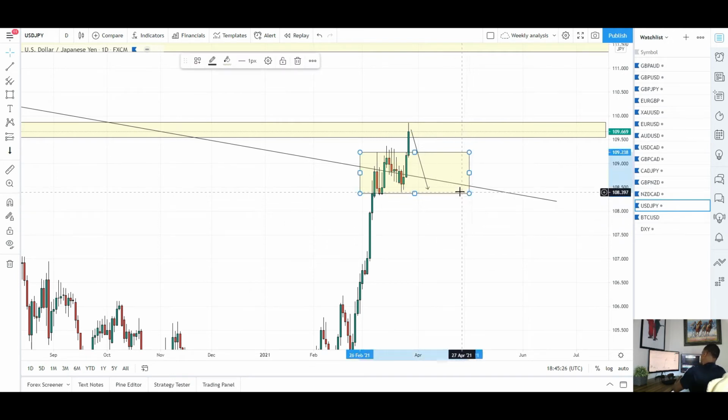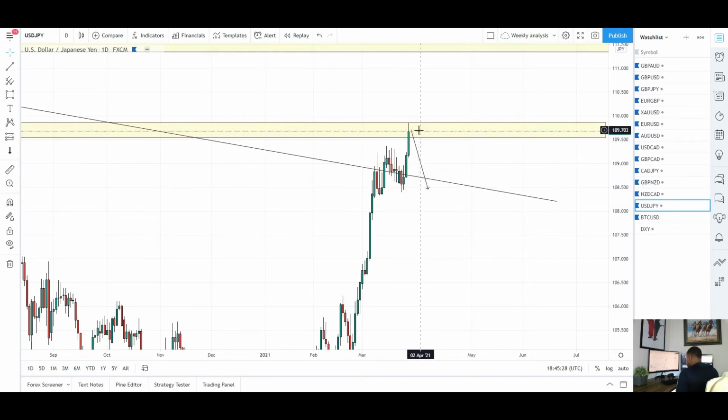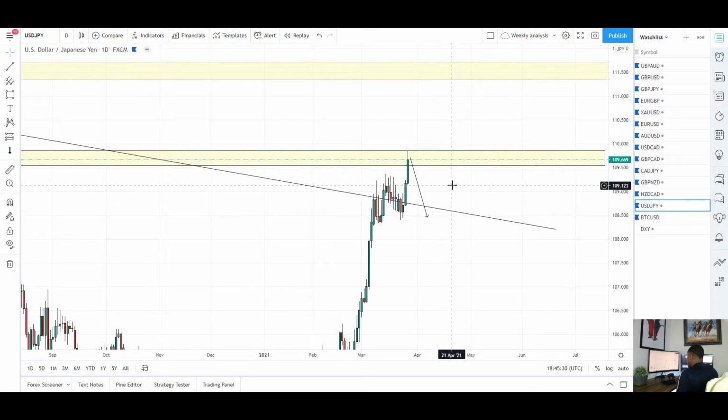But the key thing you want to be looking for next week is just the price action at this level, whether we're holding or whether we're going to break through. So monitor price action there. If it looks like we're holding, again looking for that sell bias, but a break to the upside, I do think 111.500 is the next target for USD.